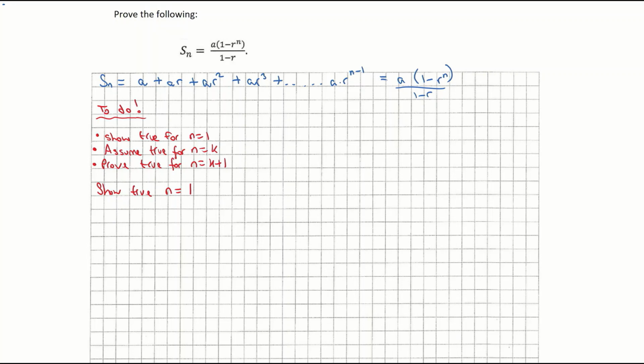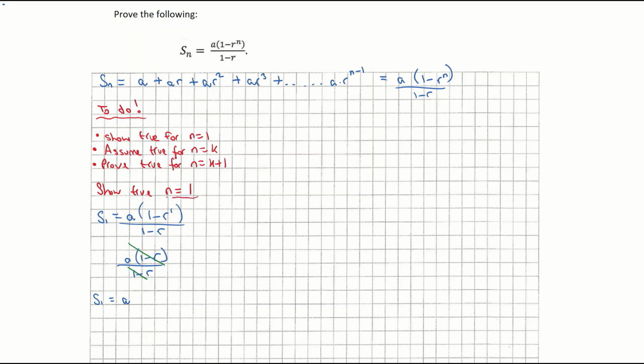So I'm basically going to sub that into my formula. So S of 1 is equal to A times 1 minus R to the power of n, n is 1 in this case, all over 1 minus R. And that is giving me A times 1 minus R all over 1 minus R. 1 minus R will cancel out. So that's basically just leaving me with the sum of the first term equal to A. And that is true. We can see from our sequence at the top, our first term is A. So we've shown it's true for n is equal to 1.